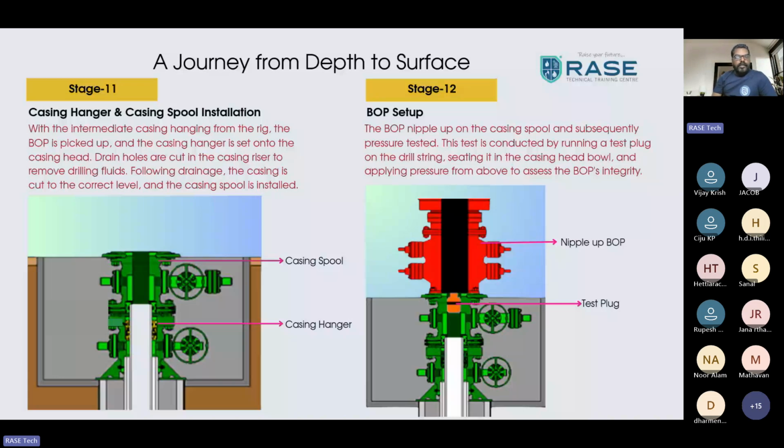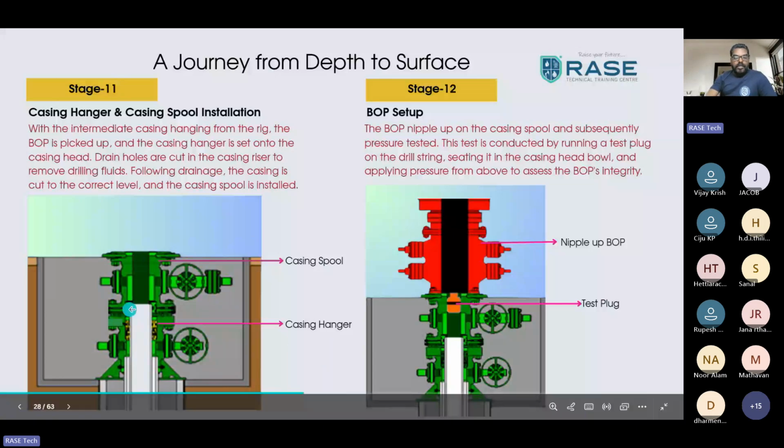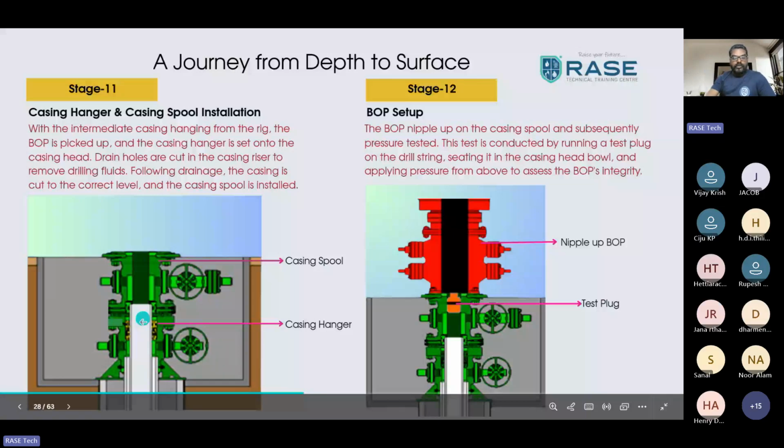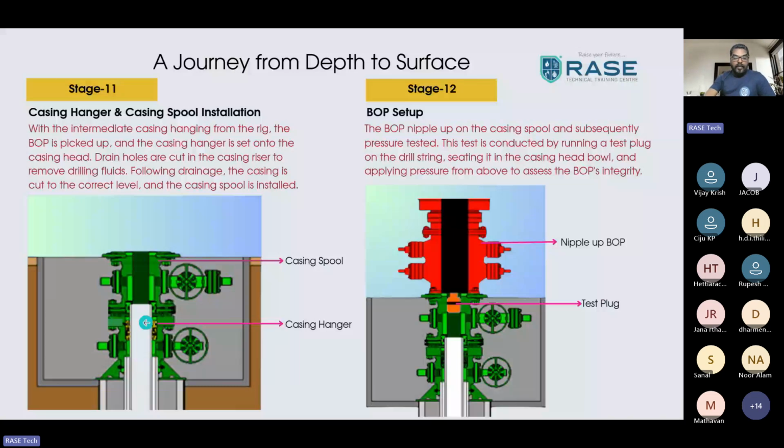So concentrate again. We will come to the point. Drain the hole, cut the casing, slice up, remove the drill floor, similar to the previous stage. Following the drainage, the casing is cut off at the correct level, similar to the surface casing. Casing spool installed, then you have to install the casing spool. All measurements are as per your specification, and also for the installation procedures, how to cut and how to do the beveling. There are many procedures available in the international standard.